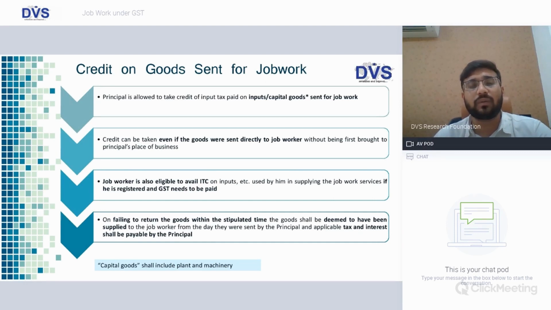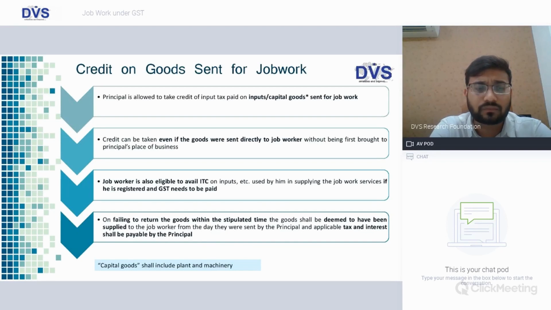Job worker is also eligible to avail ITC on inputs, etc., used by him in supplying the job work services if he is registered and GST needs to be paid. So, for example, if a job worker is registered and for whatever supply of job work services GST is leviable, he can take credit of ITC for whatever inputs he has received for providing that kind of services to the principal.